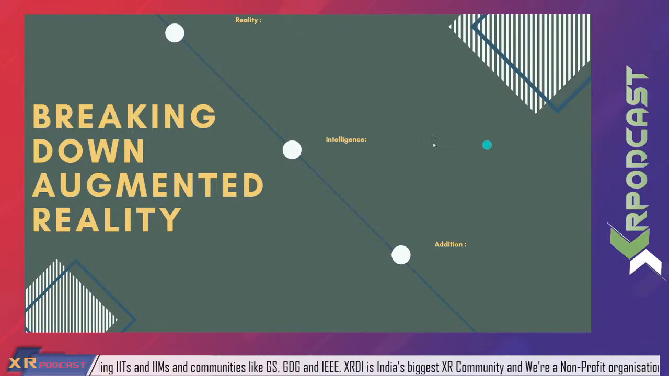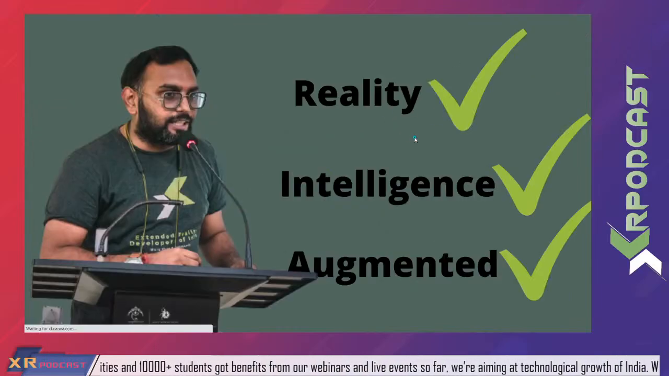And the third part is, when you understand what is there in the reality, you do some sort of addition on top of that. Augmented reality is literally meaningful augmentation, doing addition to our image in such a way that it is meaningful, which means we require some sort of intelligence.